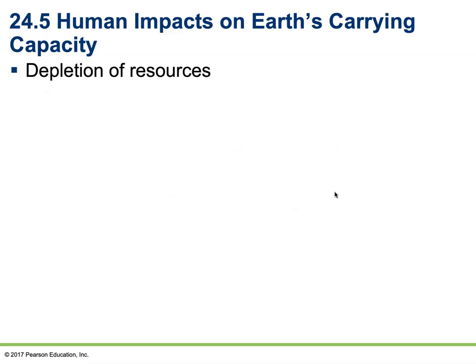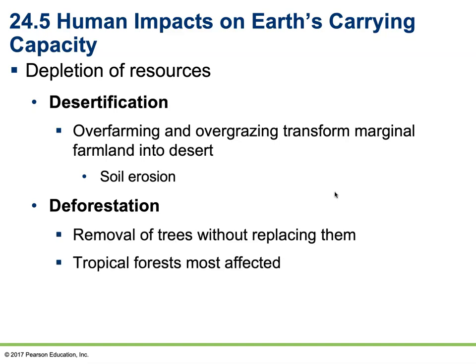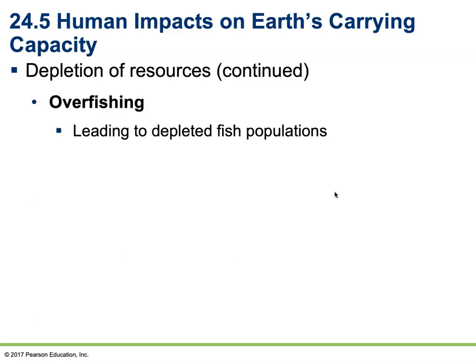We've also been depleting our natural resources through desertification, which is the overfarming and overgrazing to transform marginal farmland into desert. Things like soil erosion. Deforestation. Deforestation is the removal of trees without replacing them. Tropical forests are going to be most affected by this, and it results in a huge decline in soil fertility. Overfishing also leads to the depletion of world fish populations. Worldwide, over 80% of fisheries are overexploited, meaning that they're not sustainable, they're not producing at capacity.